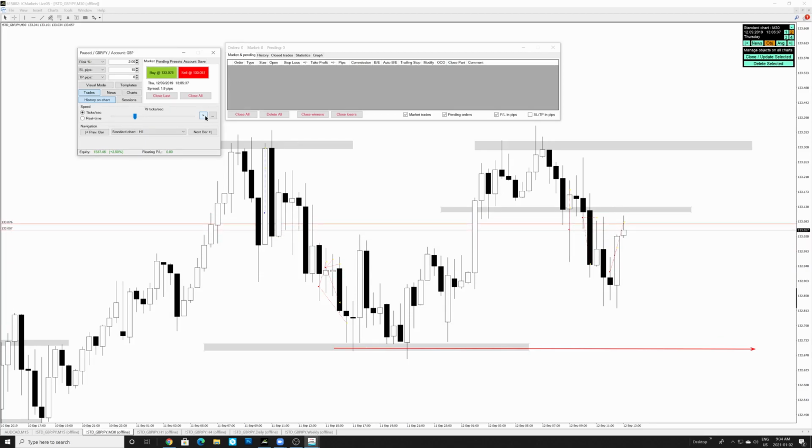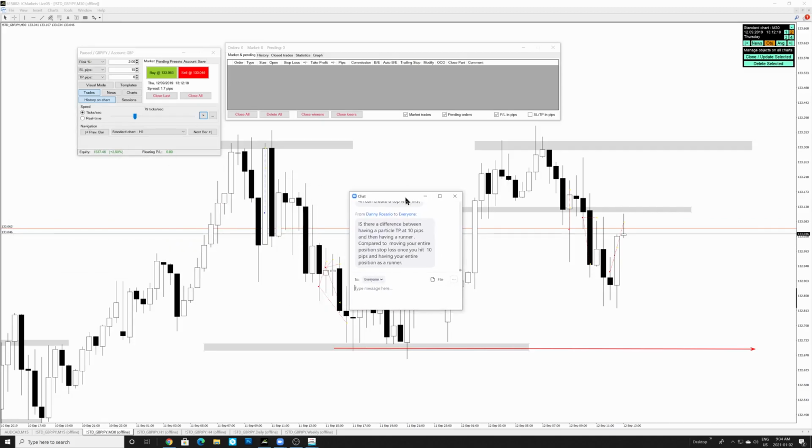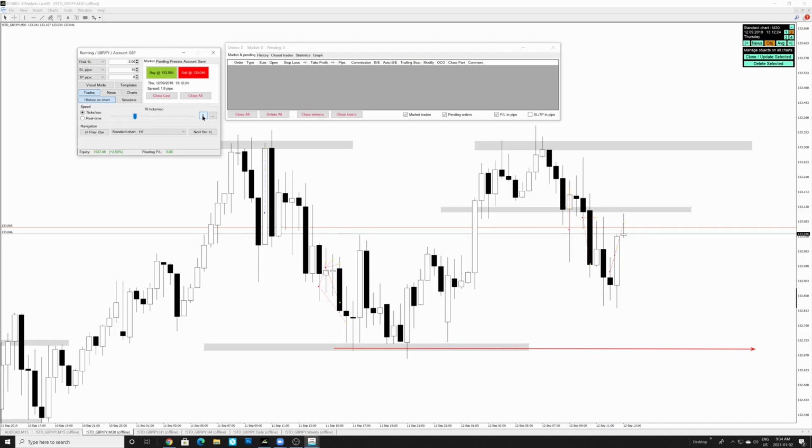Is there a difference between having a partial TP at 10 pips and then leaving a runner, compared to moving your entire position to stop loss once you hit 10 pips? That's a very long question. Yeah, I mean, in one condition you have a partial running and in the other one you have nothing running. So there's a difference between a partial and having nothing running.